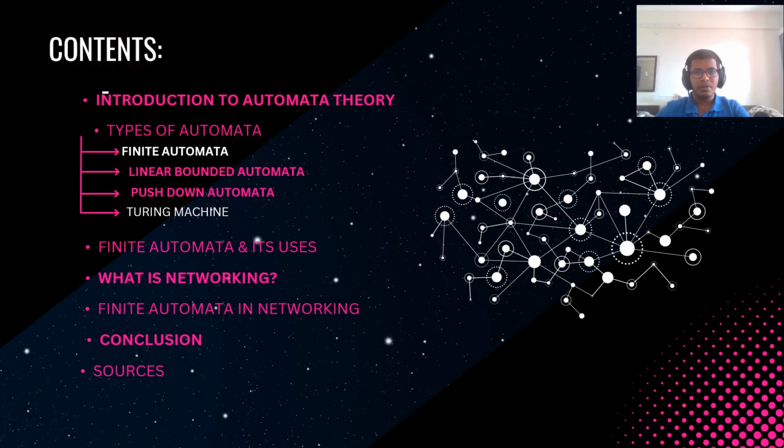First off we start with the introduction to automata theory and then comes the types of automata. First comes the finite automata, and then we go on to the linear bounded automata, and then comes the pushdown automata, also known as PDA, and then the Turing machine. Then we move on to finite automata and its uses, and then we get to know the basic logic of what networking is, and then we see the uses of finite automata in networking, and finally we conclude the presentation with a conclusion.